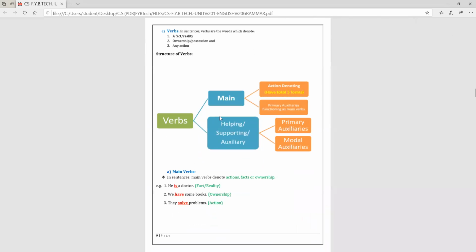Yes, so verbs are of two different types. Okay, verbs are divided into two types, that is main verb and auxiliary verb. We can use helping verb, supporting verb, or auxiliary verb. Any of these three words we can use for the verb or auxiliary verb. We can use all of these three words for the same kind.